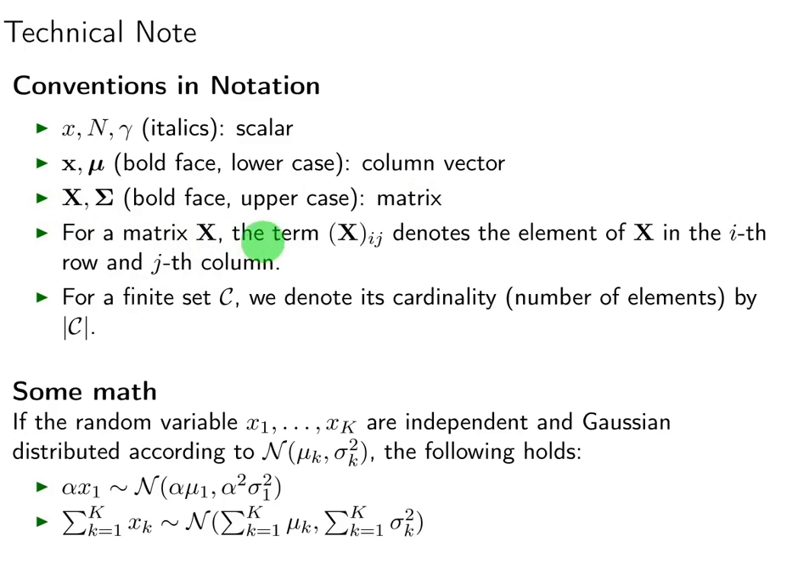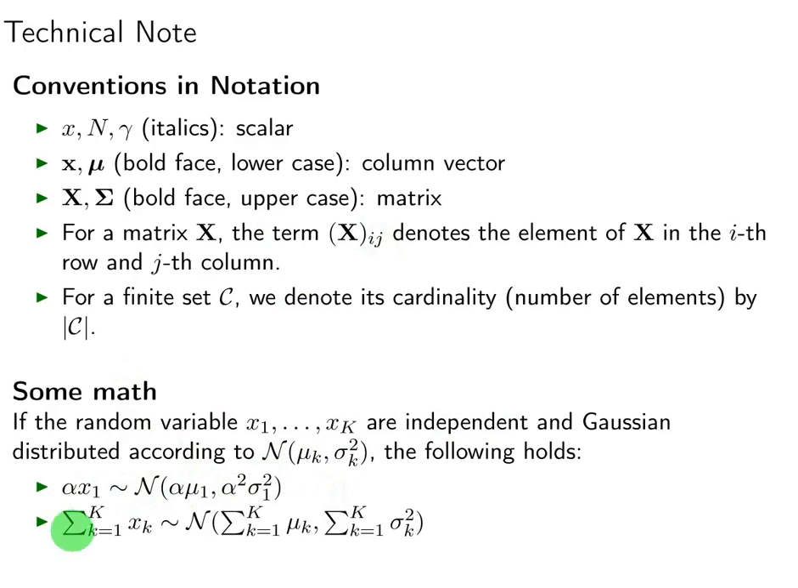So for matrix X, the term Xij denotes the element of X in the ith row and jth column. And for a finite set, we denote its cardinality by the following, similar to the absolute value. We most of the time assume that EEG is a random variable and has some underlying distribution. Oftentimes we assume that the EEG samples are independent and distributed according to a Gaussian distribution or normal distribution.